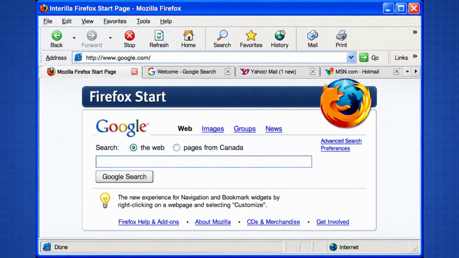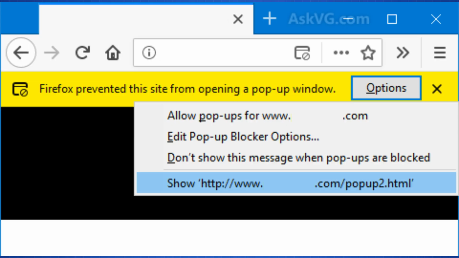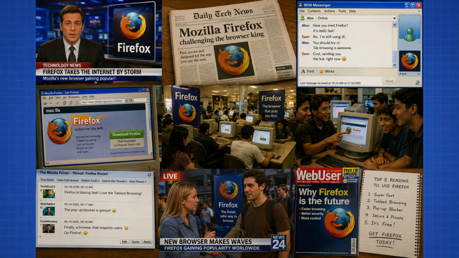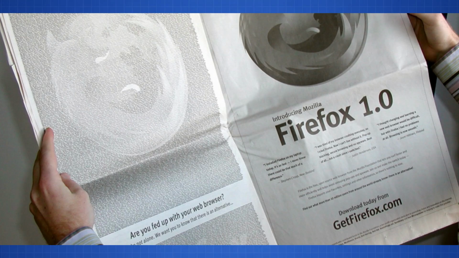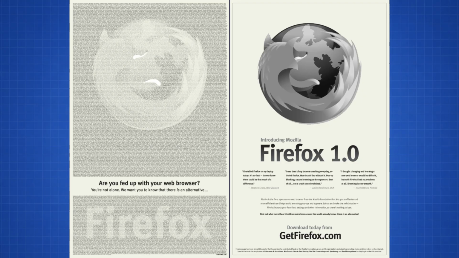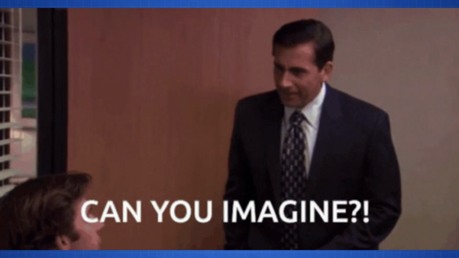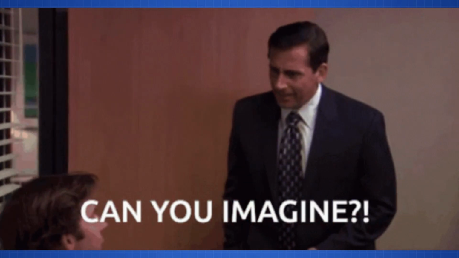Tabs instead of 10 separate windows, a built-in pop-up blocker, faster, cleaner, none of Internet Explorer's mess. People weren't just switching. They were telling everyone they knew. There were full-page newspaper ads paid for by fans donating just to celebrate Firefox 1.0. Can you imagine caring that much about a browser? That's how bad Internet Explorer was.